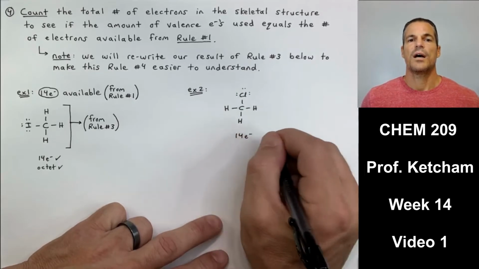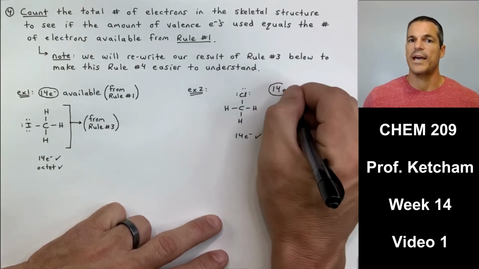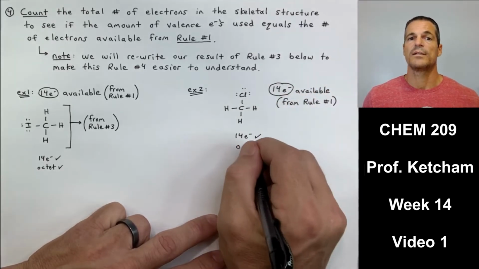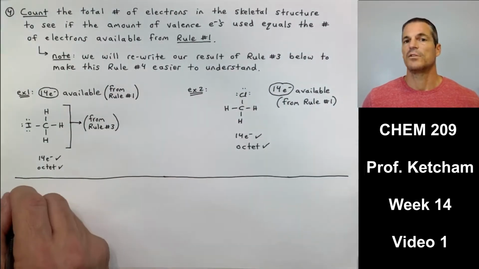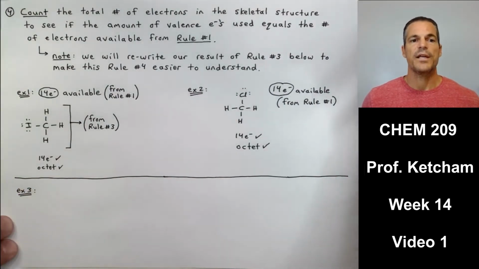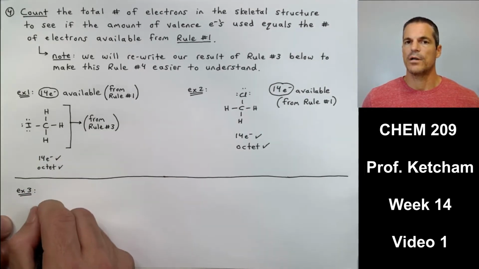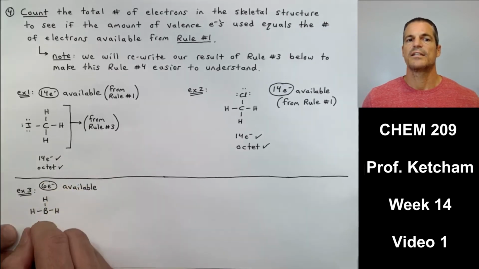Example 2, 2, 4, 6, 8, 10, 12, 14 electrons is what we have. 14 electrons is what we were supposed to have at the end from rule number 1. Example 1 and 2 are actually done already. Finished. Those are the Lewis structures. Example 3, BH3, we remembered that boron was an exception. He likes to have only 6 electrons around it. 2, 4, 6, this one checks out.